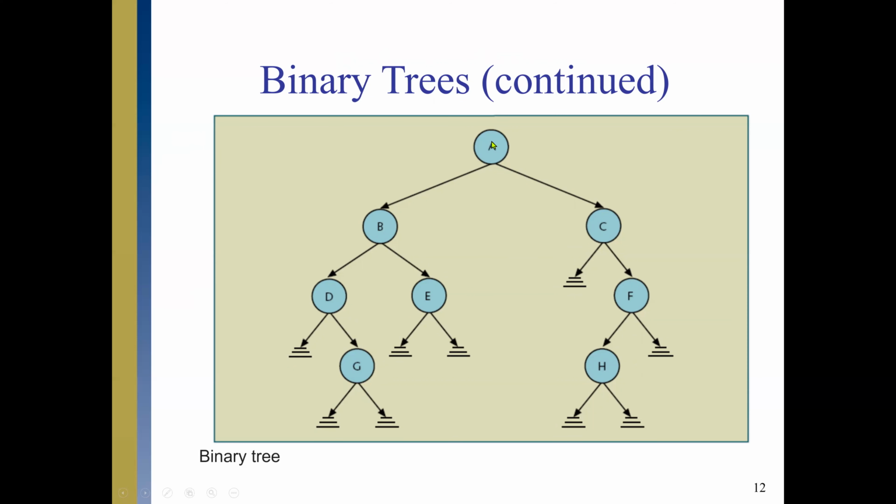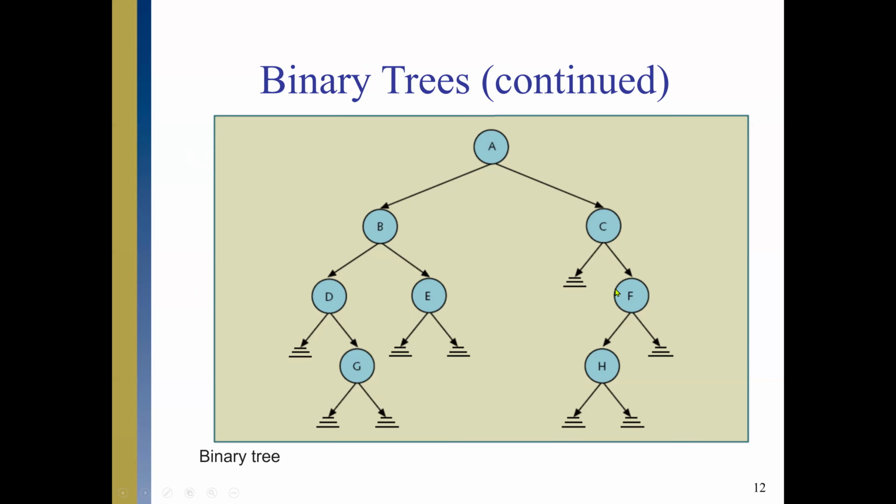So we can see the root is A, it has at most 2 children, B and C. So I can call B a left child of A, or I may call it a left subtree because it goes down the left side. We can also see node B has 2 children, D and E, but node D has only 1 child, G. And G is a leaf because it doesn't have any children. E also is a leaf, no children.